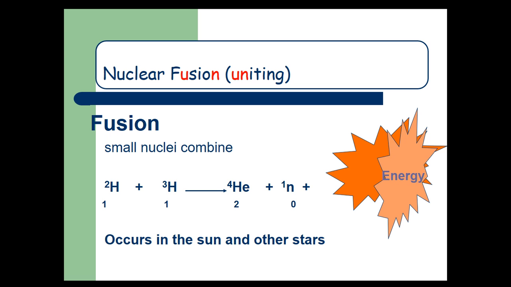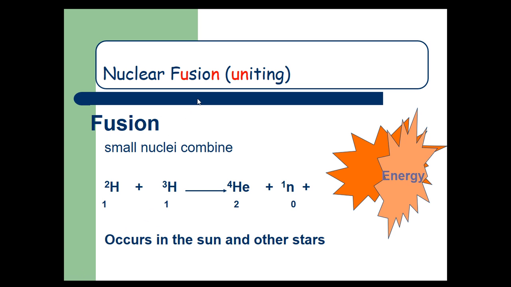The other process that we see is fusion. Fusion will occur on the sun and other stars. We've also produced the conditions necessary for fusion in a hydrogen bomb. We have not been able to control fusion here on Earth. So when it does occur, it's going to be in the sun or other stars, or like I said, a hydrogen bomb. So here we have 2 nuclei combining.